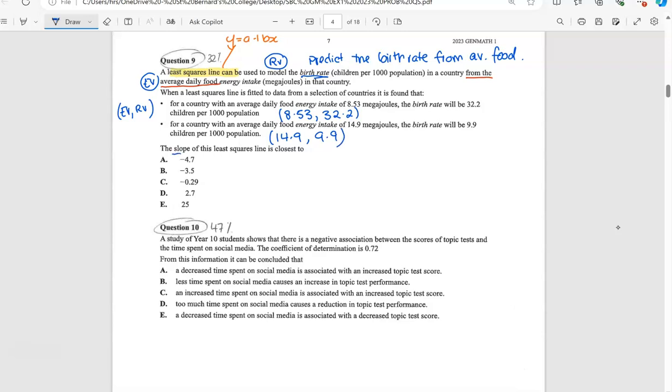When it asks what the slope is, we know that's the B value. So we're probably going to do exactly what we just did before. We're going to use these 2 points and do the lin reg with the A plus BX, and we only need to get the B value. So let's pop them in.